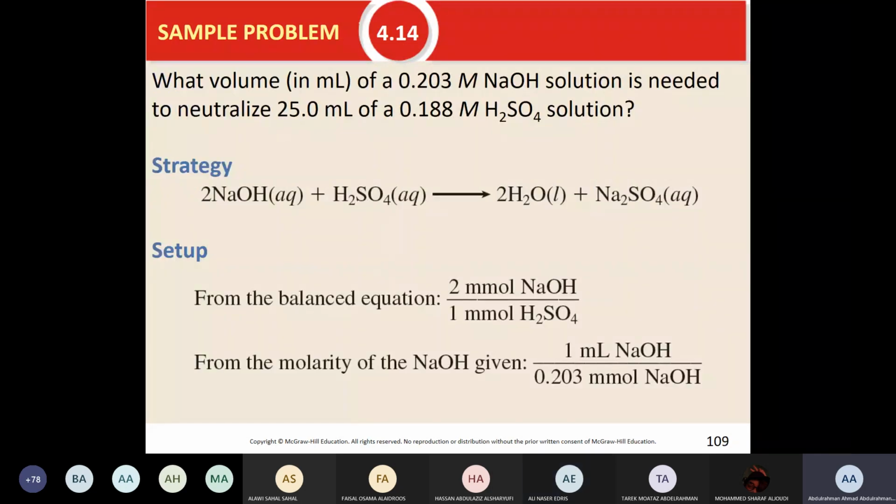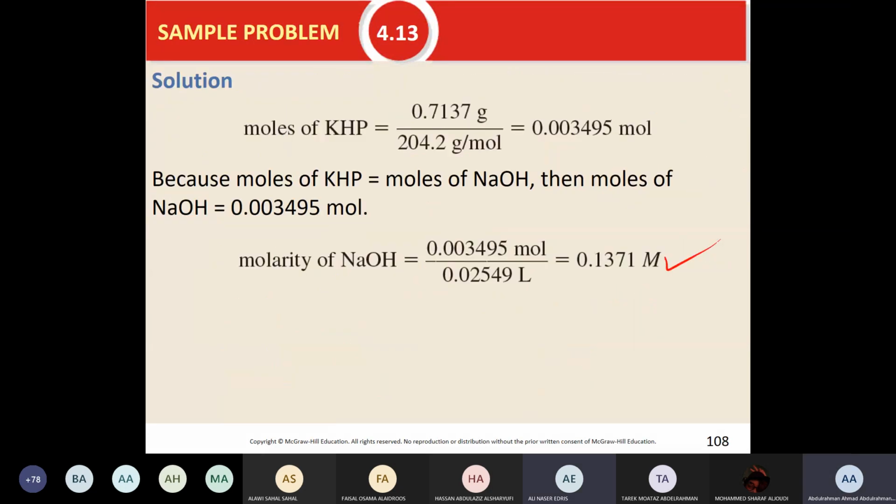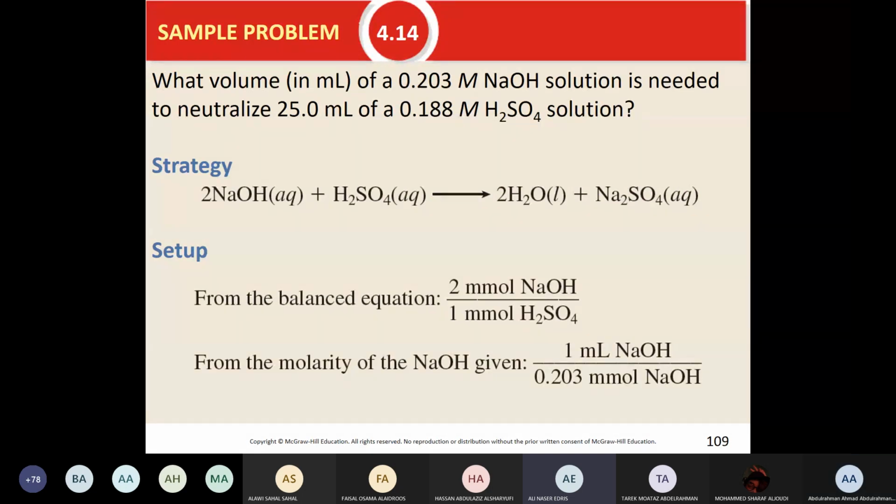Doctor, will the molar mass of this acid be given in the question? Yeah, of course. Well, I don't have to, but you can calculate it. But if I give you KHP only, I must give you the molar mass. If you want to calculate it for this one, you can do it. Oh, actually, it's done here. Okay, thank you.